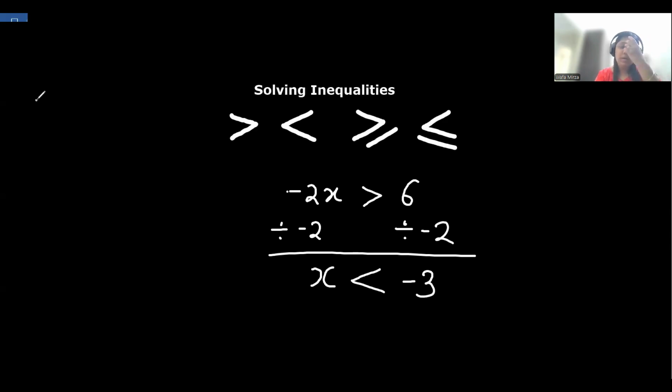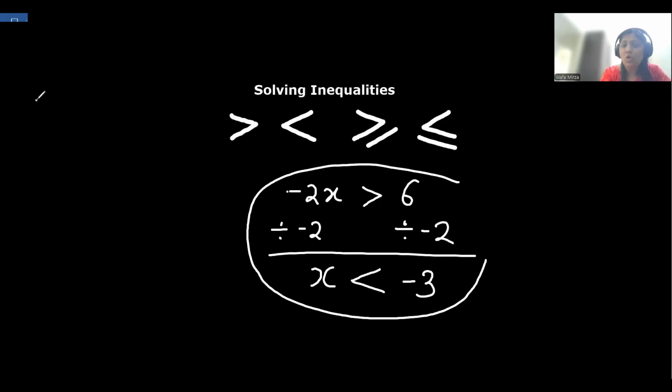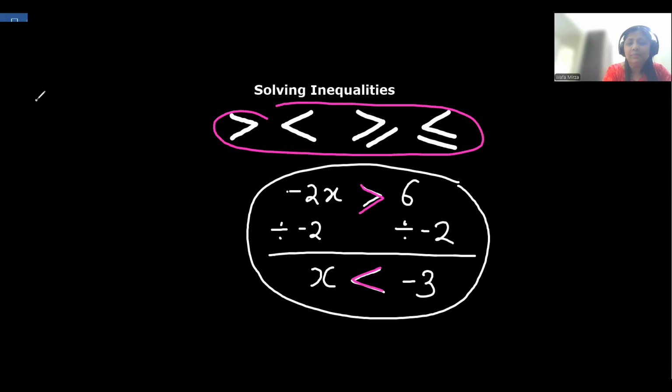Right? So, solving an algebraic equation and solving an inequality is the same. Just this additional rule is there while solving inequality. What is the rule? Whenever you are dividing or multiplying the inequality by a negative number, you have to flip over the inequality sign. What is an inequality sign? These four are inequality signs. Now let's see how to solve algebraic inequality.